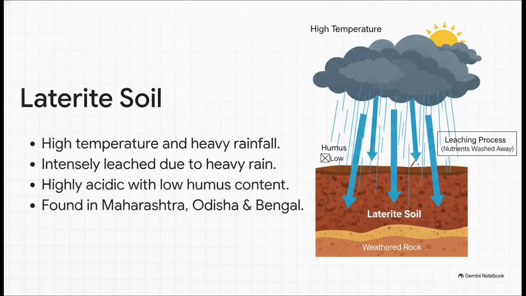In stark contrast to that, we have laterite soil. The name actually comes from the Latin word later, which means brick. This soil forms in tropical zones where you have high temperatures and incredibly heavy rainfall. Because the rain is just so intense, it washes away the soil's nutrients in a process called leaching. That makes the soil highly acidic and really low in humus. You're mostly going to find this in parts of Maharashtra, Odisha, West Bengal, and the Northeast.